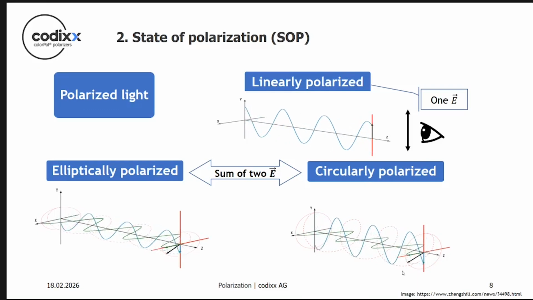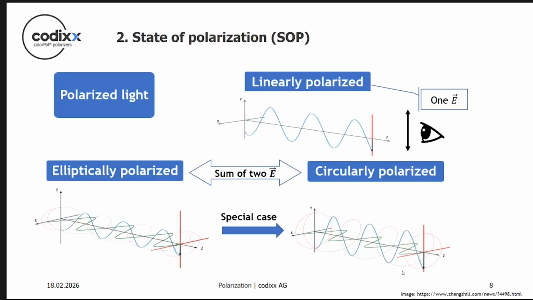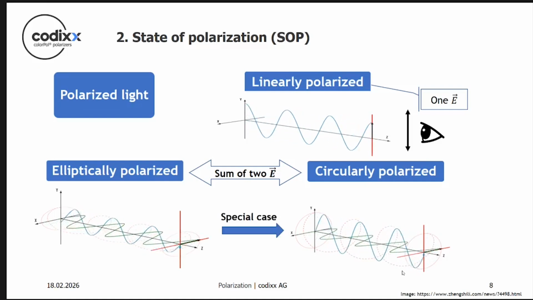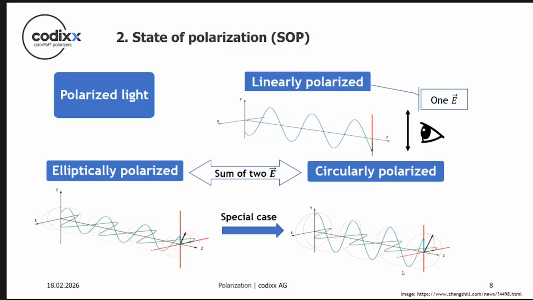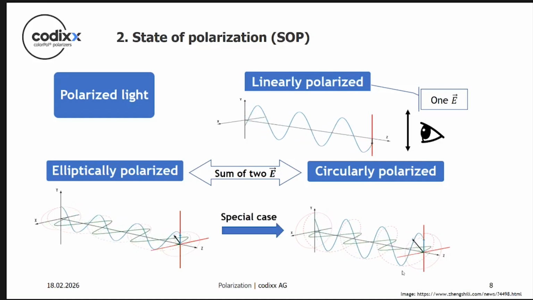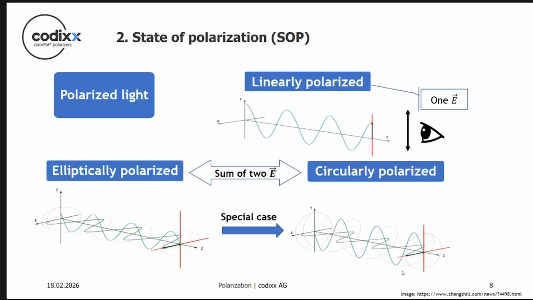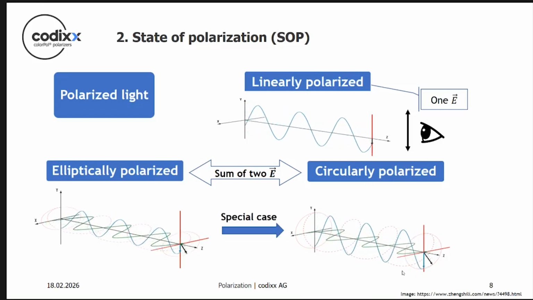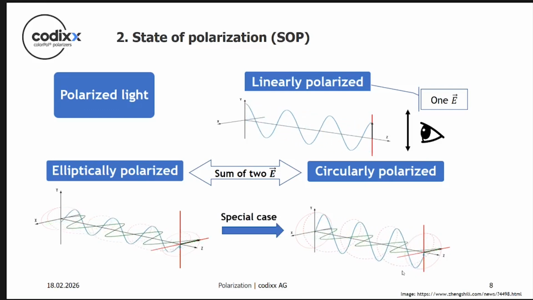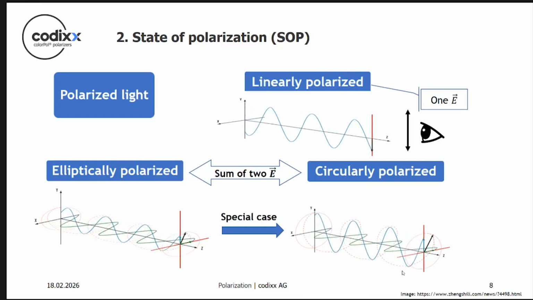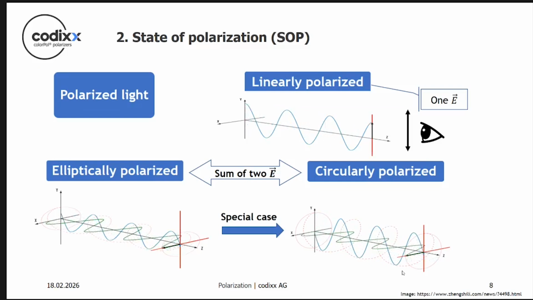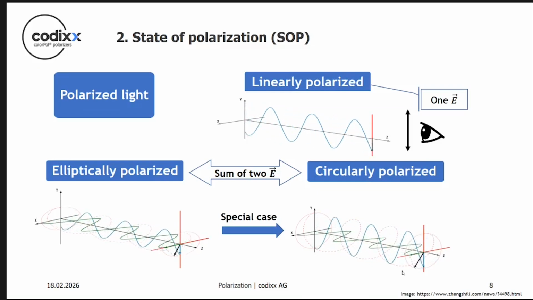Then you have circularly polarized light, which is a special case of elliptically polarized light. The field rotates in a circle as the wave propagates. It could be right-handed or left-handed. This is actually pretty common in satellite communications, to avoid signal loss if the receiver rotates.